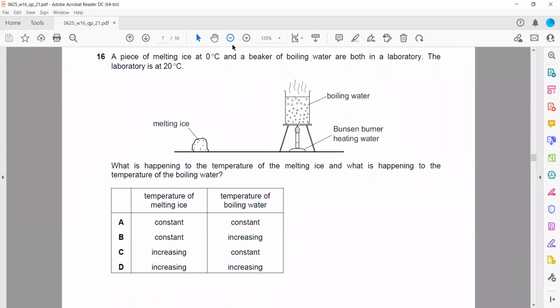So in the lab, a piece of ice is melting and there is boiling water. Remember, whenever there is a change in state, there is no change in temperature. So the ice is melting, so there is a change in state. What will happen to temperature? The temperature does not change, so here the temperature will be constant. Same thing with boiling water: there is a change in state, so the temperature will remain constant.